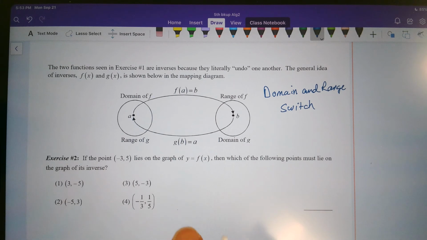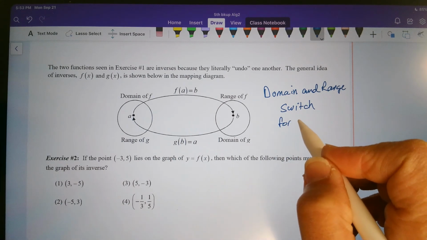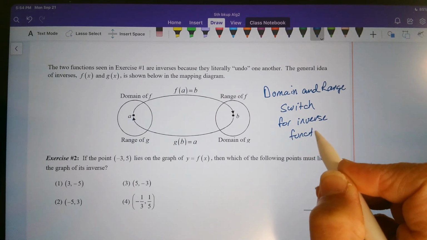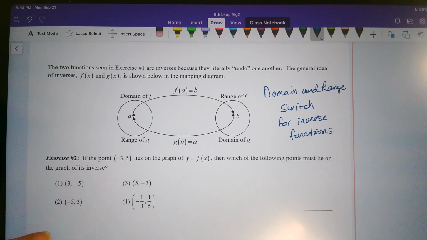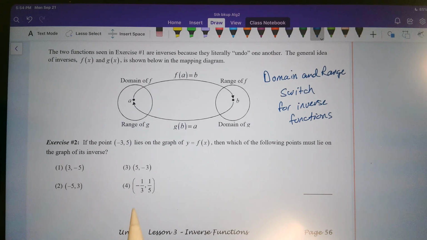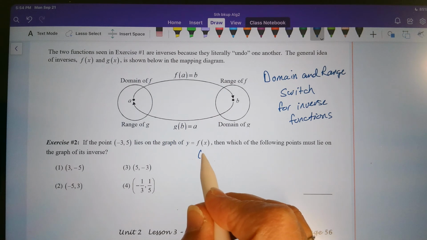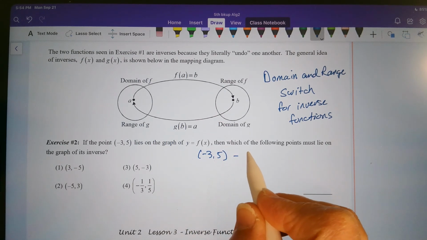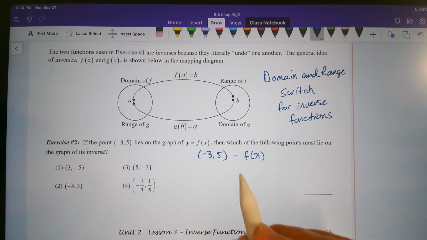Domain and range switch for inverse functions. If the point negative 3, 5 lies on the graph of y equals f of x, then which of the following points must lie on the graph of its inverse? So we have the point negative 3, 5 is in the graph of f of x.